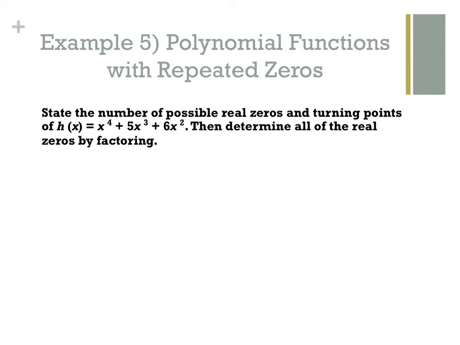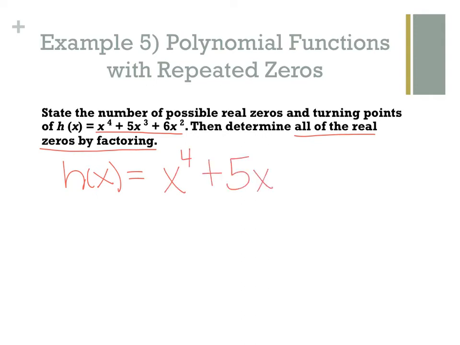In this question, we're asked to state the number of possible real zeros and turning points of h of x equals x to the fourth plus 5x cubed plus 6x squared. This is the equation we're given. And then we're going to determine all of the real zeros by factoring. So we are going to try and find all the real zeros of this function by factoring.